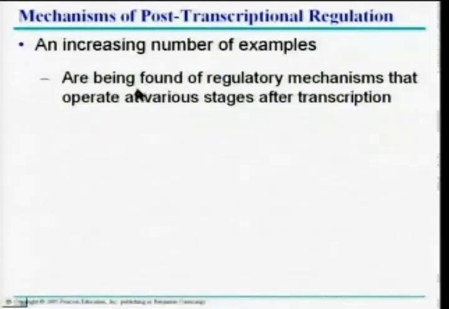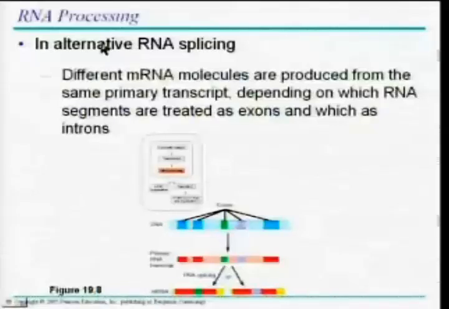An increasing number of examples are being found of regulatory mechanisms that operate at various stages after transcription. RNA processing, well, we talked about alternative RNA splicing already. The different mRNA molecules are produced from the same primary transcript. They got it right here, didn't they? Not on the exam question that you'll see from the earlier chapter, but we corrected that in our presentation. Depending on which RNA segments are treated as exons and which as introns. So we considered this before, and we just see an example here.